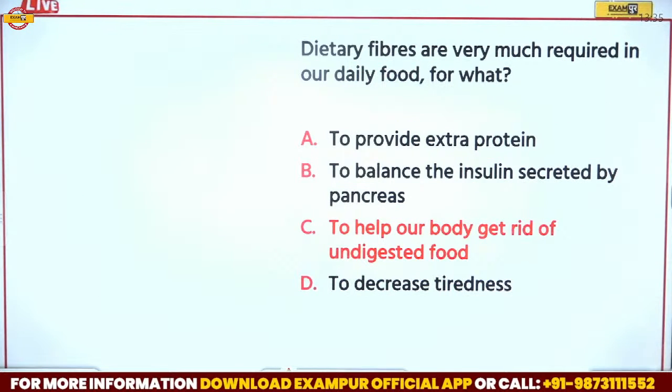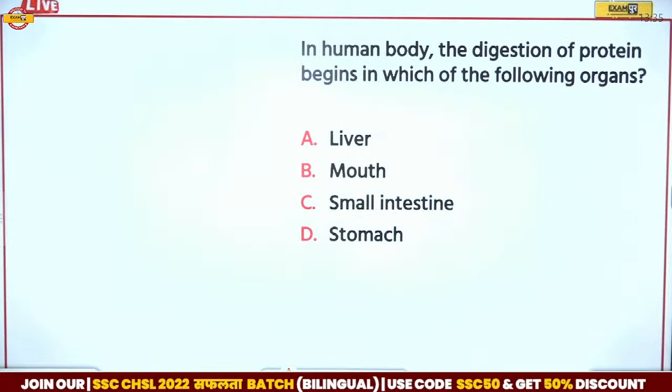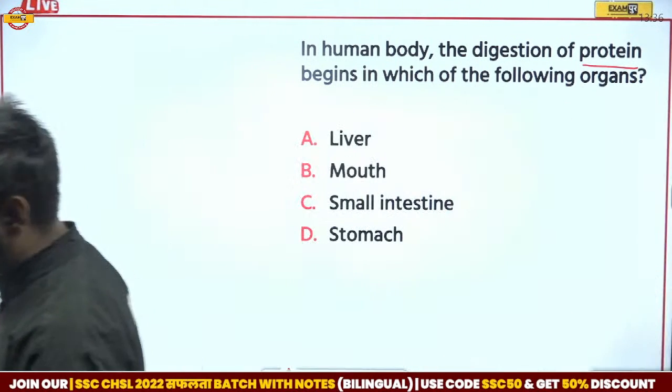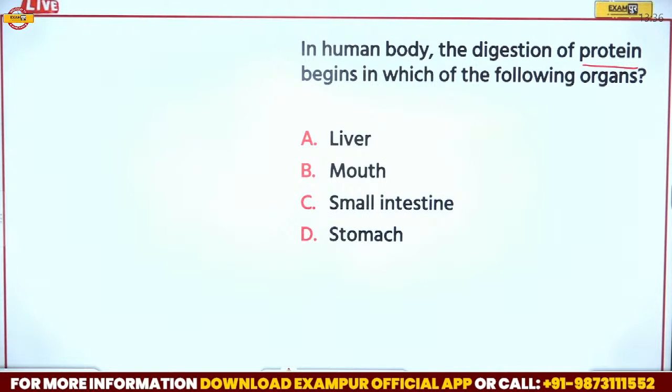Next we have, in the human body, the digestion of protein begins in which of the following organs? What do you think? Digestion of protein begins in which of the following organs? I have already discussed about it. I guess now everyone can answer. Waiting for the answer, please. What is the correct answer for this part?